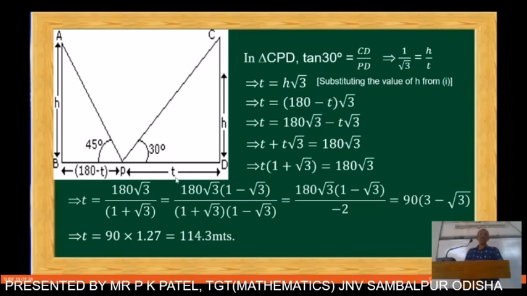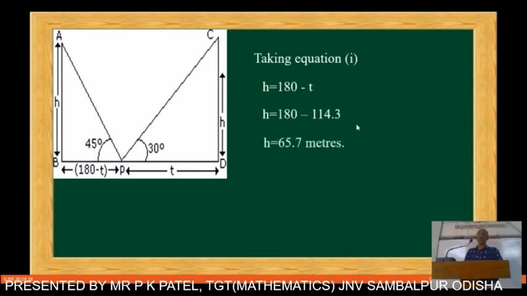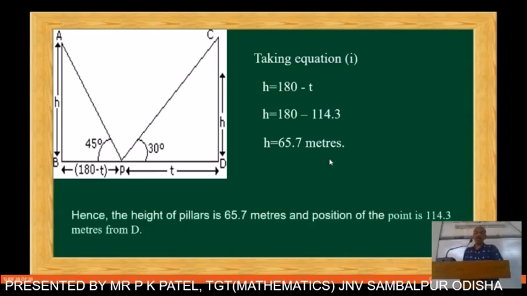Next, what we have to find out? We have to find out the value of H. Then how to find? Using equation 1, H is equal to 180 minus t. So substitute the value of t here, 180 minus 114.3, that is H is equal to 65.7 meters. So hence the height of the pillar is 65.7 meters and the position of the point is 114.3 meters from D.